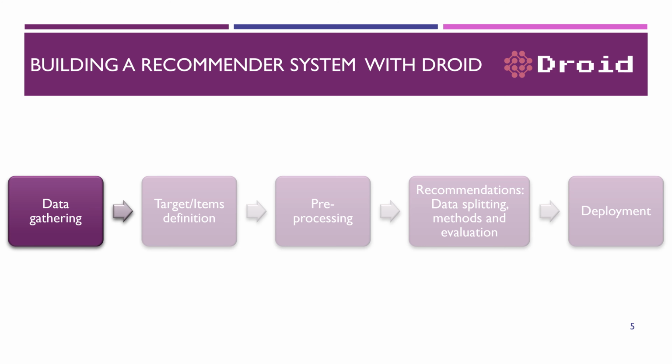In this demo, we are going to use Droid to build a recommender system for UML class diagrams. This recommender will be used to recommend classes, attributes, operations, and superclasses. The first step is to gather the data that is going to be used for training and testing.